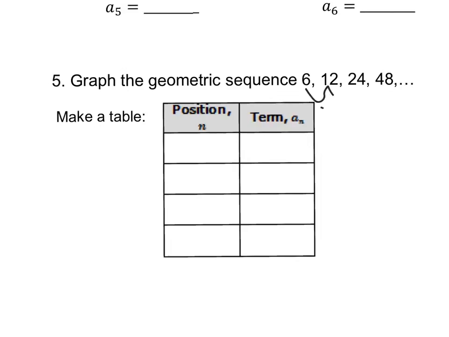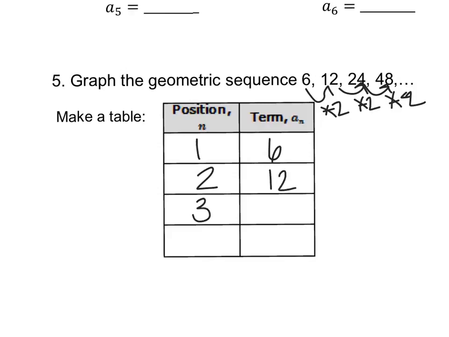So to get from 6 to 12, you multiply by 2, 12 to 24, you multiply by 2, 24 to 48, you multiply by 2. So that's what makes it geometric, is that you are multiplying by something every time. And then if we were to fill in our table, the left side asks for the position. That's like which term in the pattern it is. So my first term in the pattern is what? Yes, and my second term is, and my third term is, and my fourth term is.